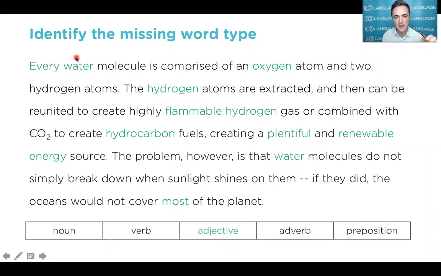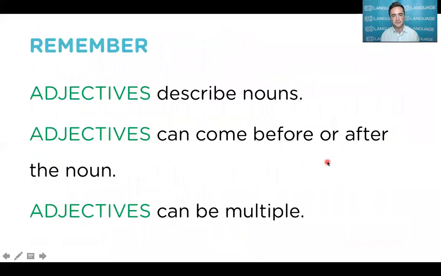Same with molecule. Molecule is the noun here, water molecule. So water becomes the adjective describing the noun molecule. Okay, flammable is just a straight adjective. Okay, and so is plentiful and renewable, etc. So adjectives describe nouns. Fine, that's the basic rule. Adjectives can come before or after the noun.